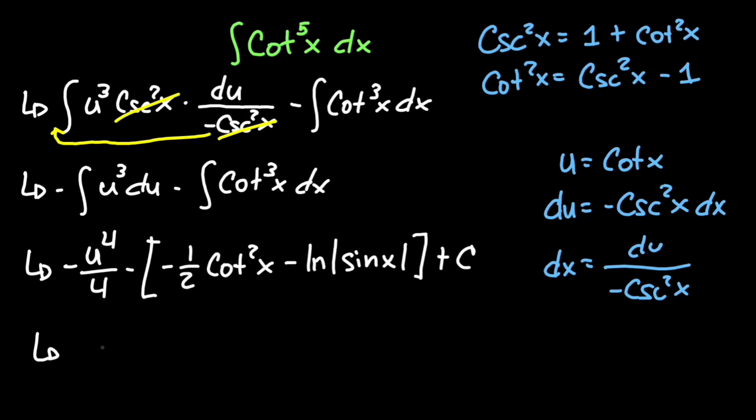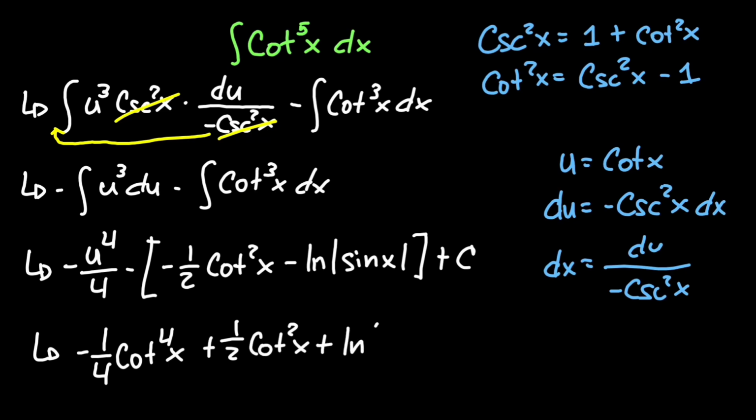And so the final answer would be equal to negative 1 over 4 of cotangent to the power 4x plus 1/2 cotangent squared of x plus the natural log of the absolute value of sine of x plus the constant of integration.